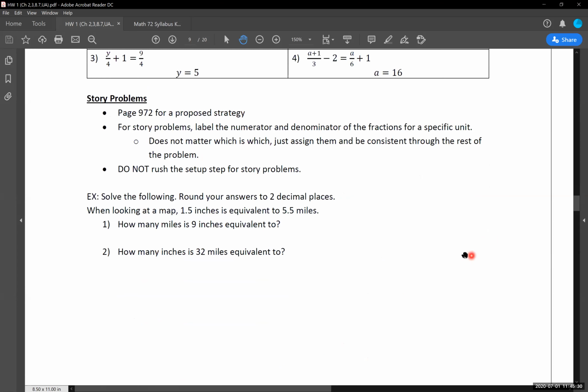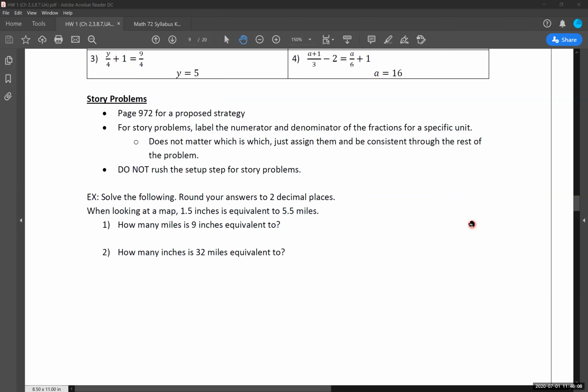So for story problems, if you are taking a look at the textbook, I'd recommend taking a look at page 972 for a proposed strategy with them. It's kind of a generalized strategy with story problems, whether it be for these or otherwise. But unfortunately, the reality is there is no singular, here's how you solve all story problems in math strategy. It sadly does not exist. I wish I could give you guys one, but there isn't one. So we do have to kind of make our own and adapt and work with those on a case-by-case basis and have a generalized strategy with these things.